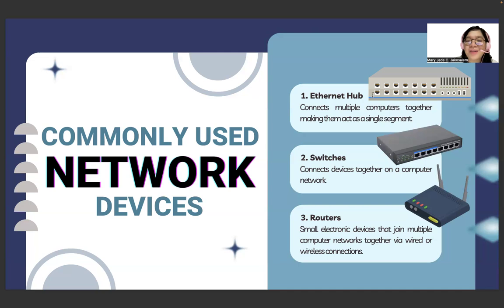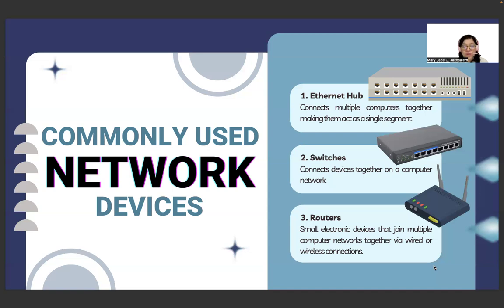The third one is actually a router. Routers are small electronic devices that join multiple computer networks together via a wired or wireless connection. So this is what a router looks like. I believe most of you have one at home, right? Usually, if you have an internet connection at home, you can see routers, because this is what enables you to connect, to have Wi-Fi in your house.